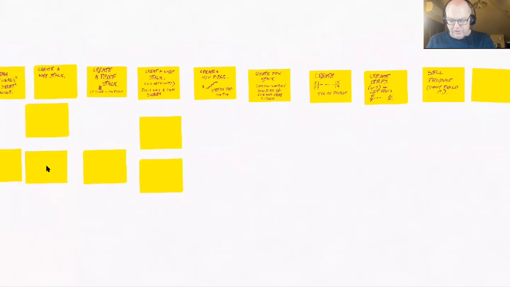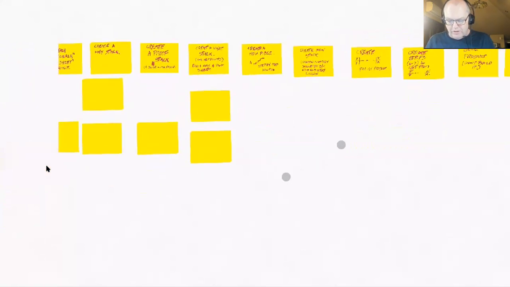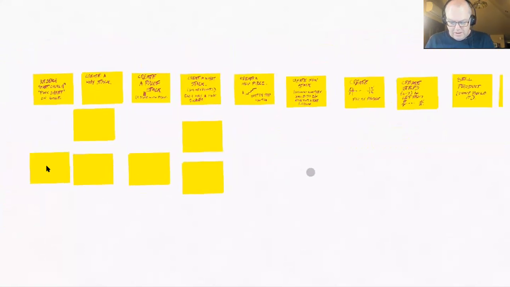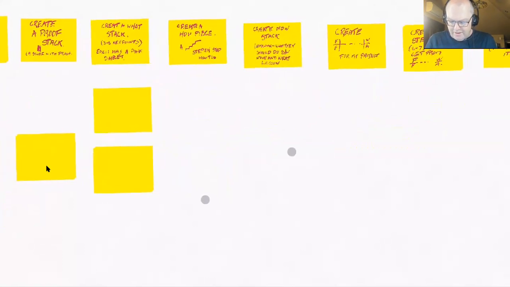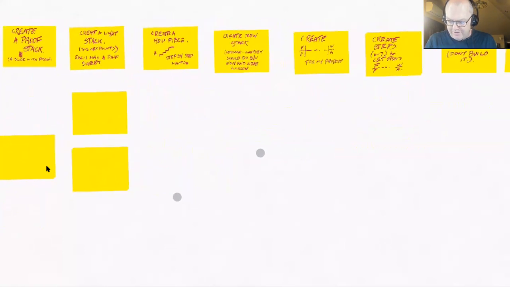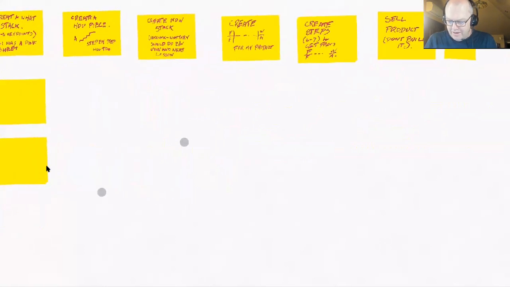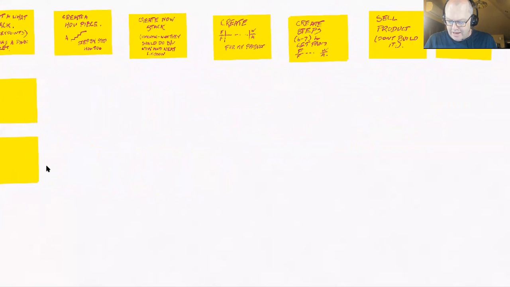Okay, folks, to design a course, here's all you have to do. We have to understand what a pink sheet is, create a Y stack, create a proof stack, create a what stack, create a how piece, create a now stack, create a fears, frustration, wants, and aspirations for the product, create 6 or 7 steps from the product, and then sell the product. Thanks for coming. That's how you do a product. Well done.